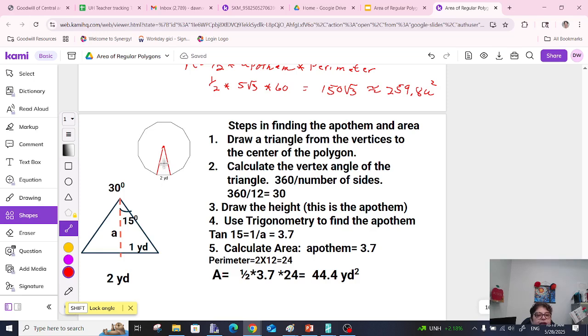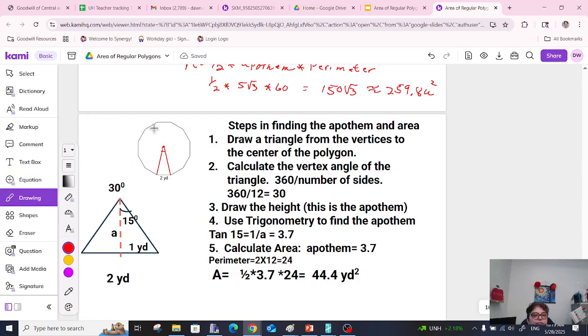Now this triangle, how many sides is this shape? It's a 12-sided figure. So I'm going around 12 times. So that rotational symmetry or this central angle would be 360 divided by 12. So to find this was 360 divided by 12, which is 30.